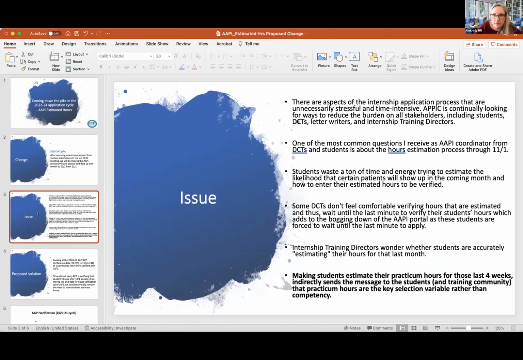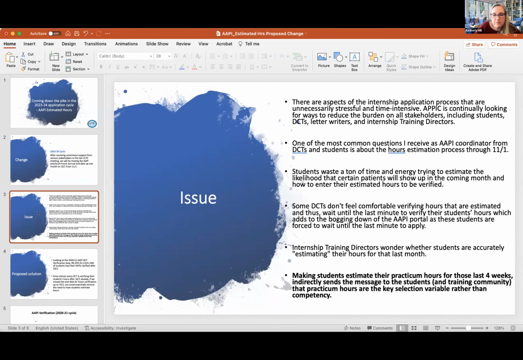Here's the issue. There are aspects of this application process that are really stressful and time intensive, and we're always looking for ways to reduce the burden on everyone involved. One of the most common questions I receive as APPIC coordinator from both DCTs and students is about the hours estimation process through November 1st. Students waste a ton of time trying to figure out, is patient X going to show up? Can I count them in my estimated hours? It's just crazy, the focus of time on that.